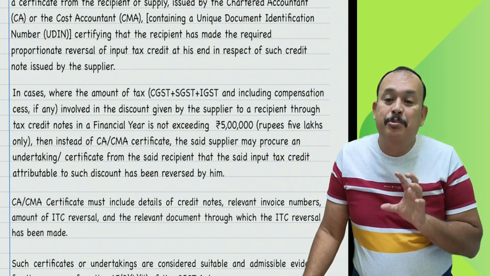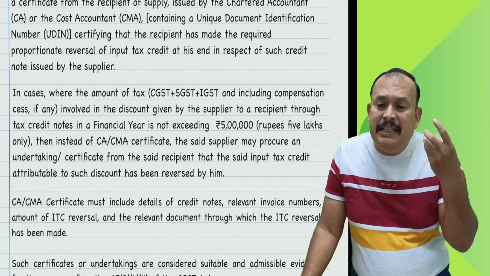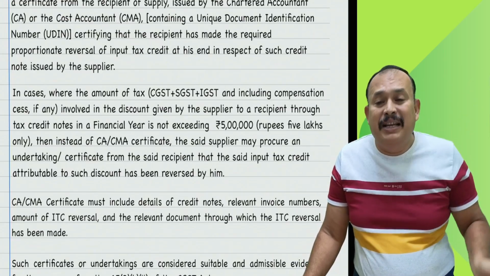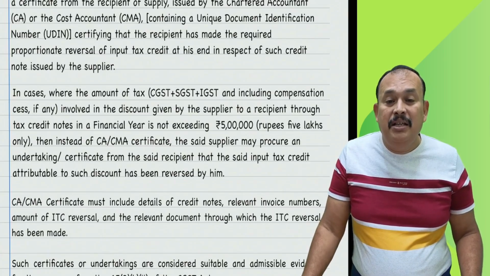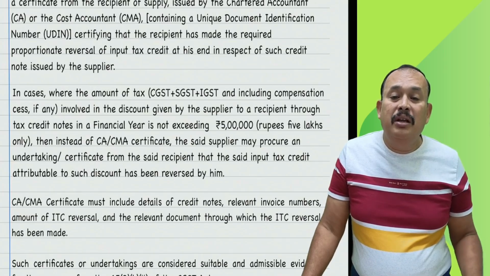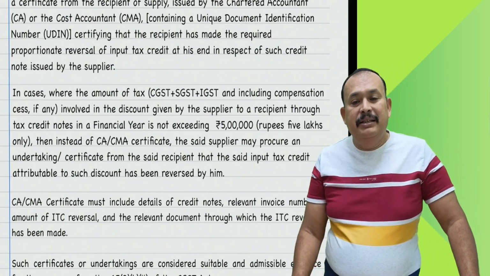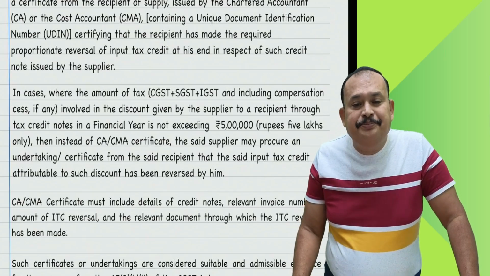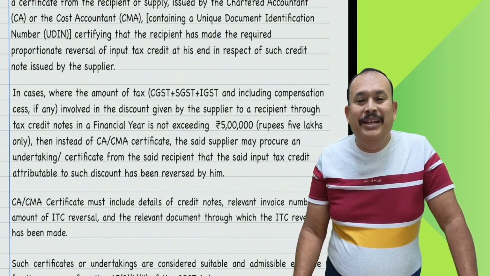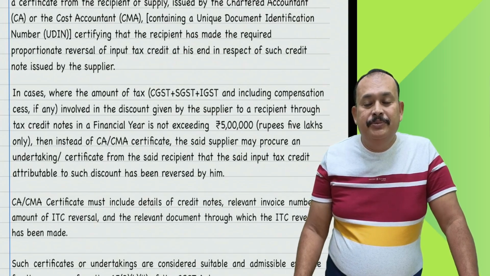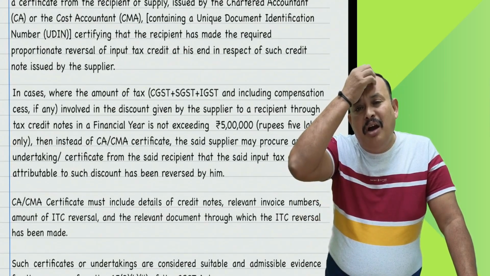This is the mechanism that has now been brought into force. Of course, the CA and the CMA are required to certify where the tax amount exceeds 5 lakh rupees in a financial year. Then the chartered accountant or cost accountant should certify it using the digital signature. Certificate is important. Digital signature certificate is important. DIN, UDIN we call it, namely Unique Document Identification Number, which is available on the CA Institute website or the CMA Institute website for the chartered accountant and cost accountant respectively.